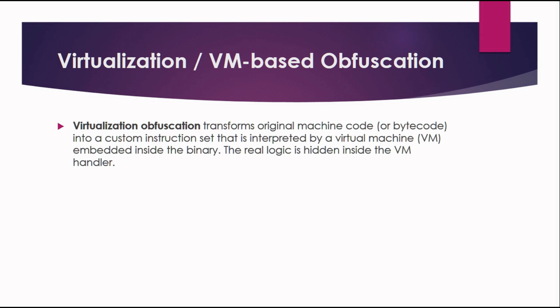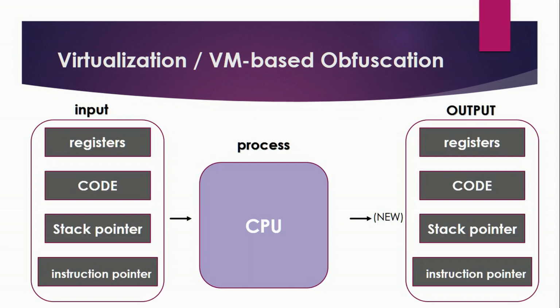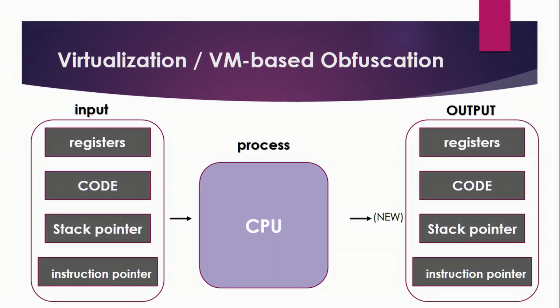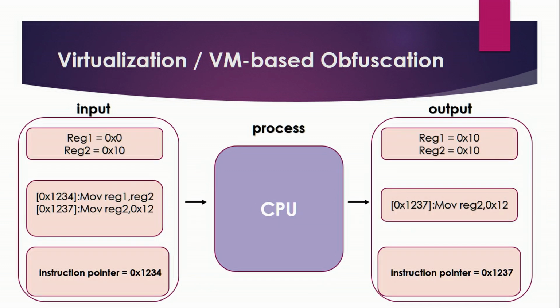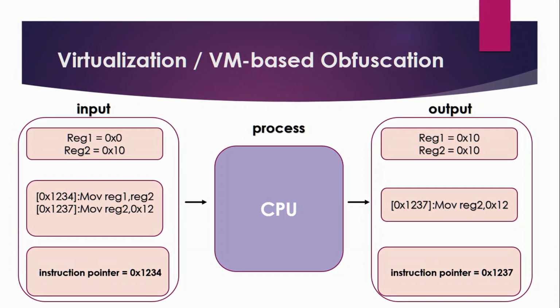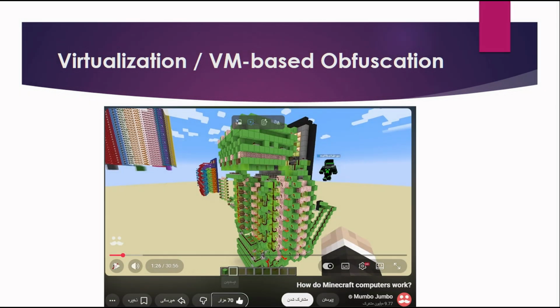Here is a better way to picture it. Normally, you give your CPU some code and register values. It processes them and gives you an output. Simple, right? But CPUs only understand standard assembly. So, if you throw a custom language at it, the CPU has no idea what this is. That forces anyone trying to reverse engineer it to spend a massive amount of time just figuring out how your VM works.